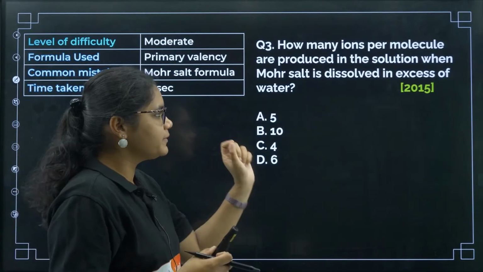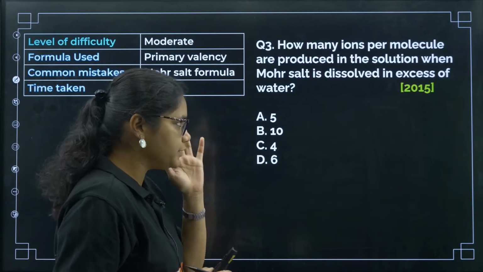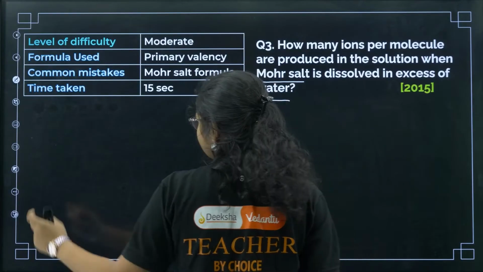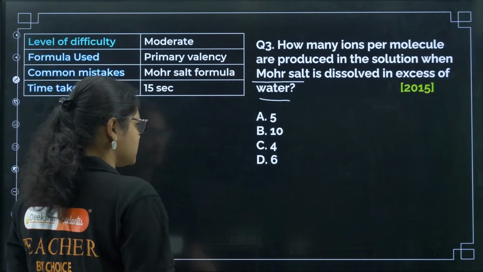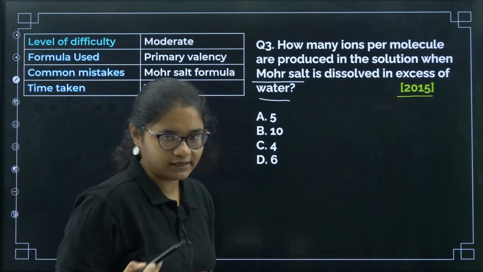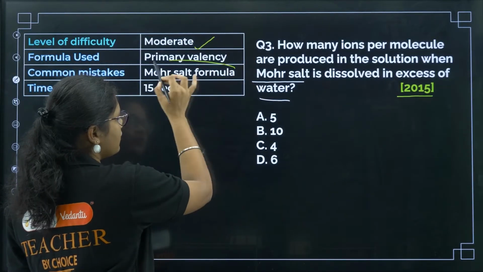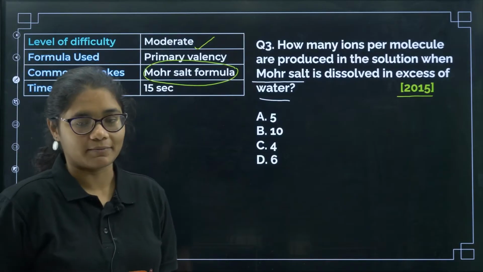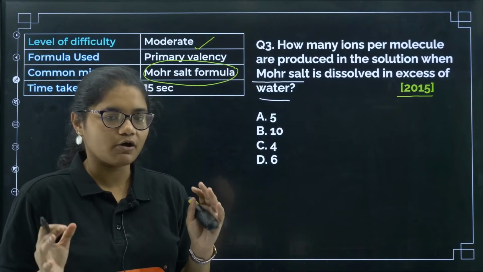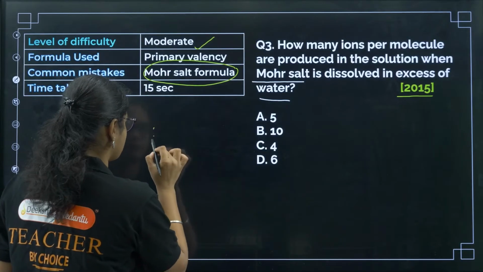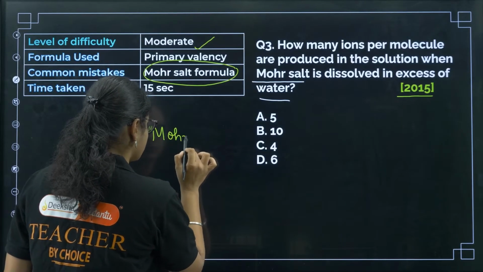How many ions per molecule are produced in a solution when Mohr's salt is dissolved in excess of water? This question was asked in the year 2015. It is a moderate level question because many of you do not remember the Mohr's salt formula. If you know the formula of Mohr's salt, then it is a very easy question. So let us see the formula of Mohr's salt.